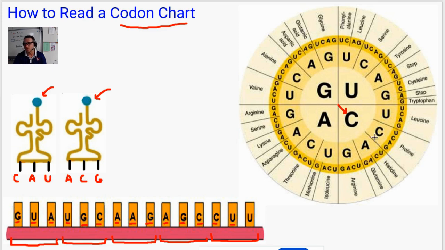Next base is a U. I'm going down and to the right, staying in this little quadrant. There's a U. The last base is another U. And U. And we got leucine amino acid. So hopefully you got that.